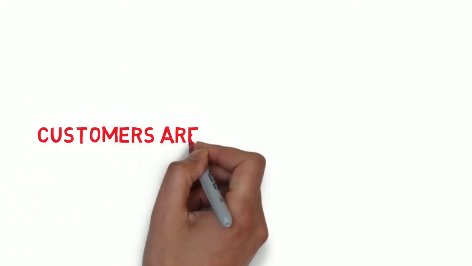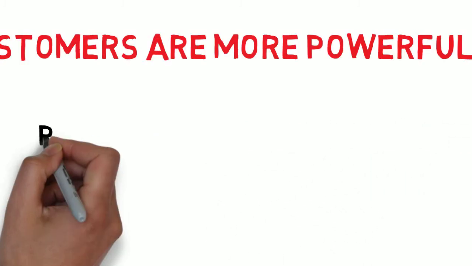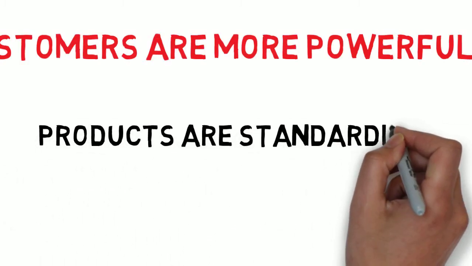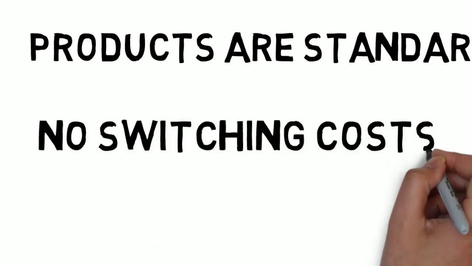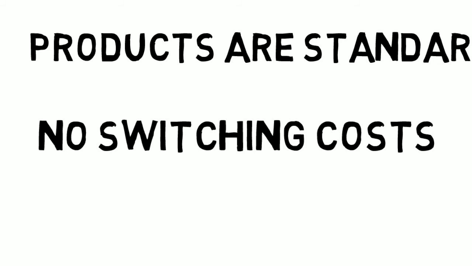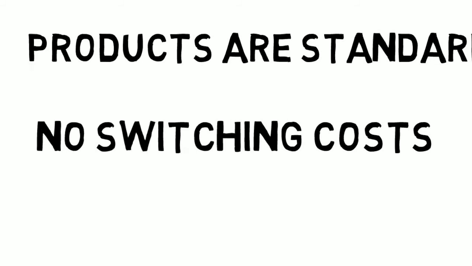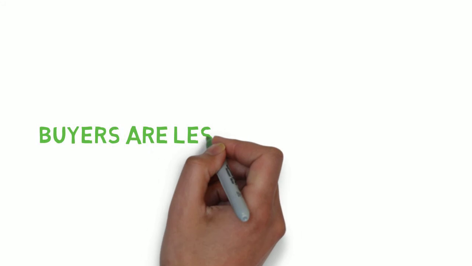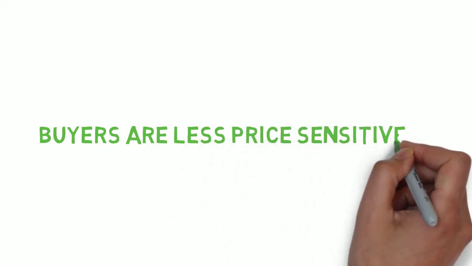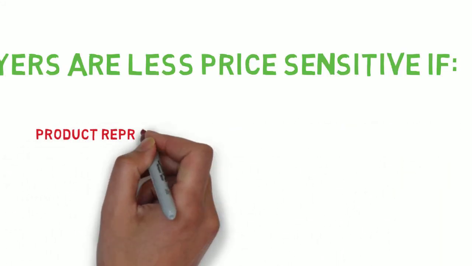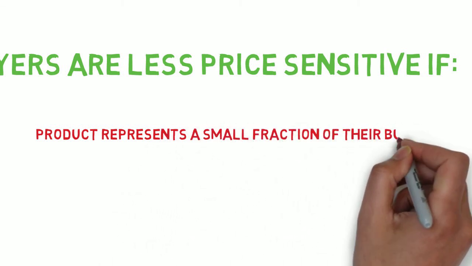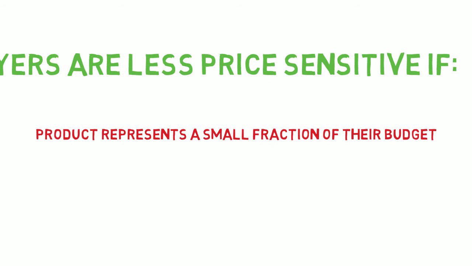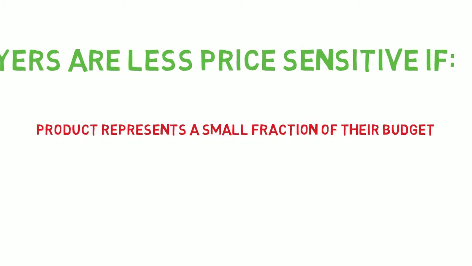A customer group has higher negotiating leverage if the industry's products are standardized or undifferentiated, and the buyers face few or no switching costs in changing vendors. For example, the personal computer industry, the airline industry, or groceries. A buyer group is price sensitive if the product represents a significant fraction of their budget. Here, buyers are likely to shop around and bargain hard, as consumers do for home mortgages. If the product is a small fraction of the buyer's cost, buyers are usually less price sensitive.